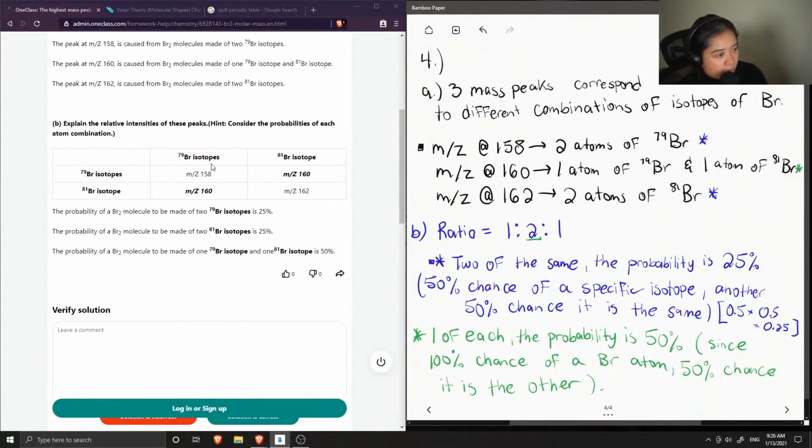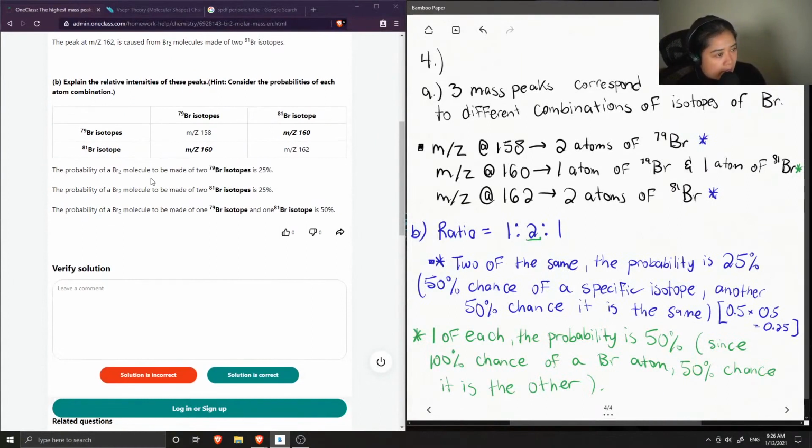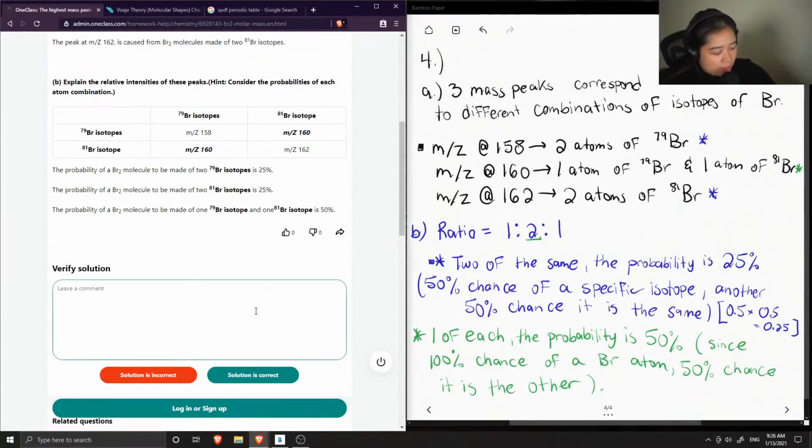Okay, so they drew out a table for part B. This is a helpful way of doing it as well. It's kind of like a Punnett table from biology. You can show the different combinations. So when we have 2 of the same, it's a 25% chance. So 2 bromine 79 isotopes, 2 bromine 81 isotopes is 25%. And the percentage of having a molecule made up of 1 bromine 79 and 1 bromine 81 is 50%. So the 50% is highlighted in bold, and that's an easier way of showing the probability of the isotopes. So the solution is correct.